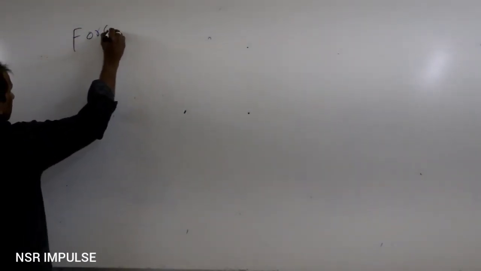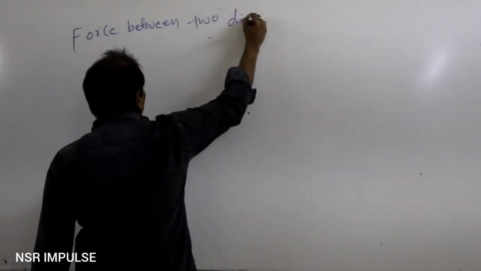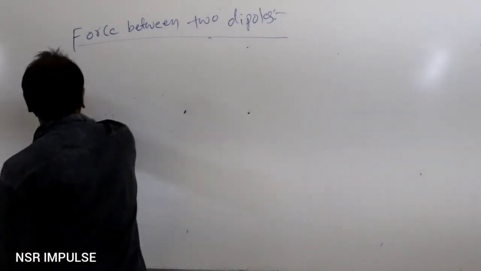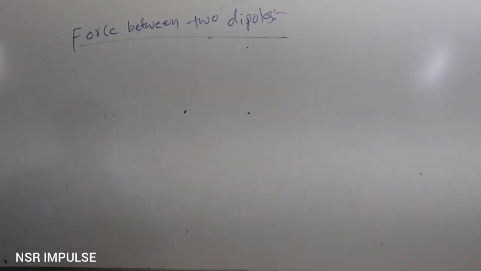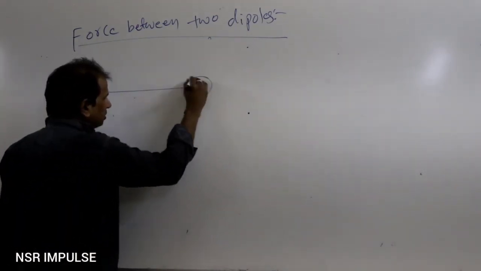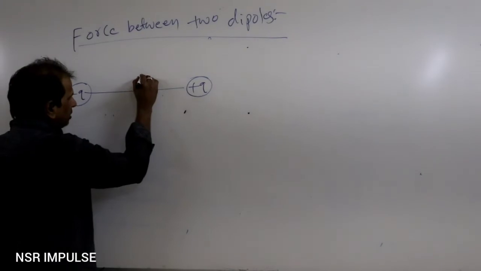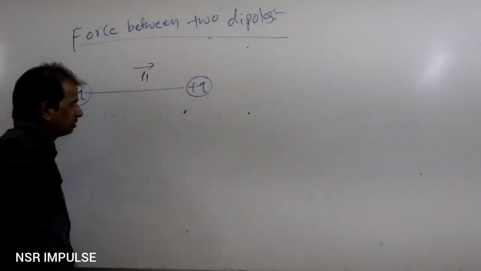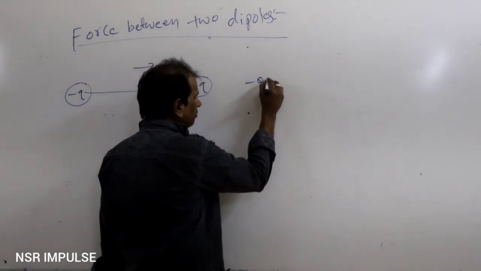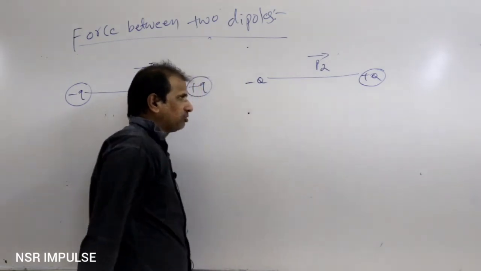Next one is force between two dipoles. This is minus Q charge, this is plus Q charge. It is one dipole, and its dipole moment, let us take P1 bar. This is another dipole, minus Q and plus Q. Its dipole moment is P2 bar.